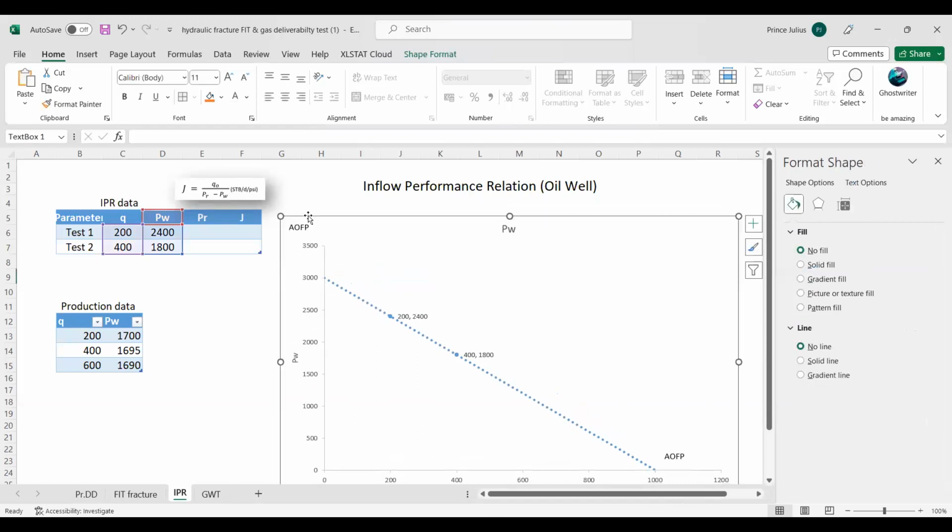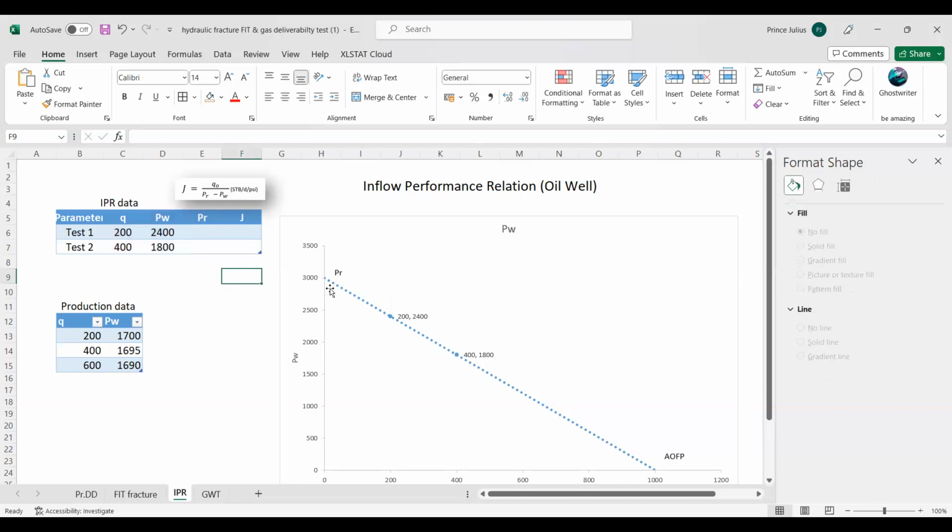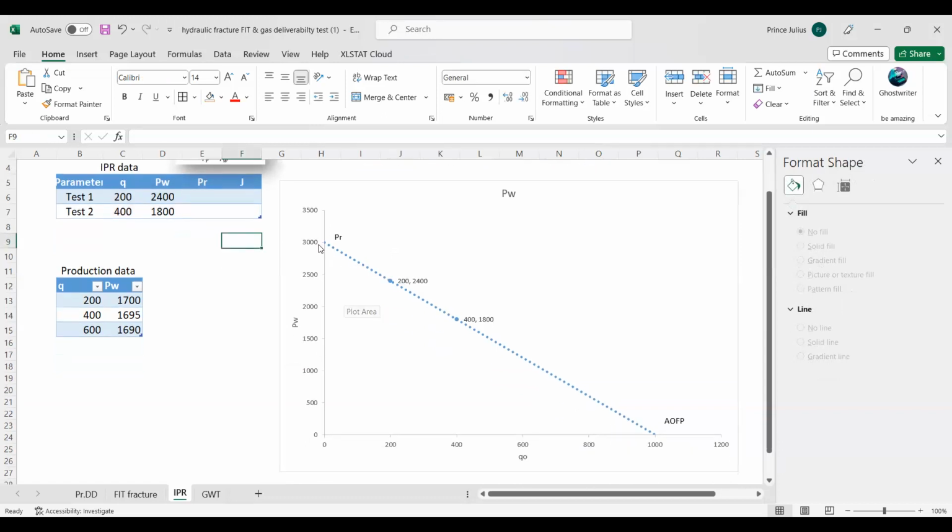And we can name this as PR, reservoir pressure. The value of reservoir pressure is where it intercepts your y-axis. Reservoir pressure is the intercept of IPR on your y-axis. The intercept of IPR on the x-axis is AOFP. So the value of PR over here is 3000, and the value of AOFP is coming around 1000.